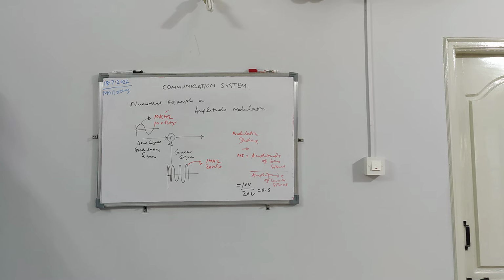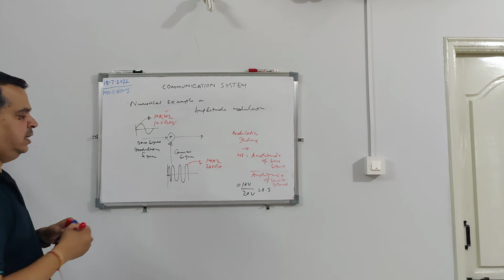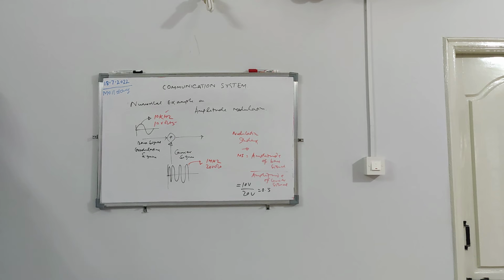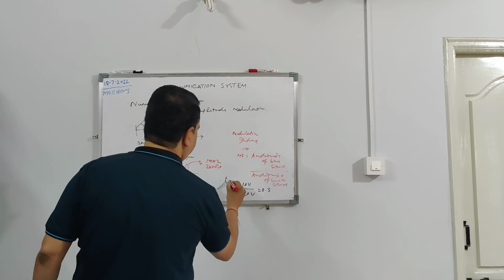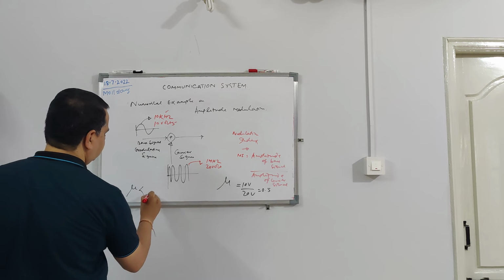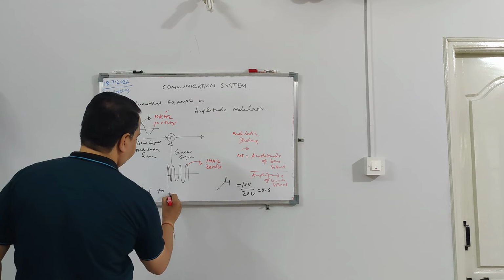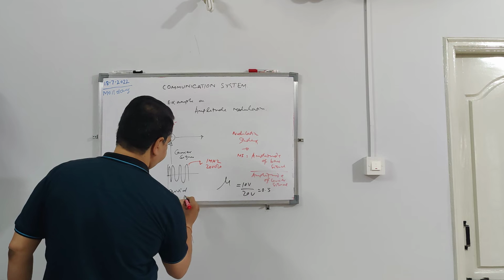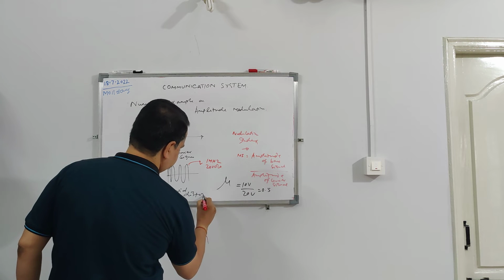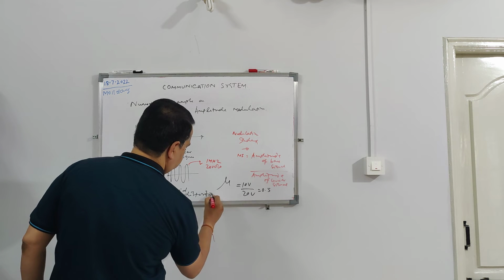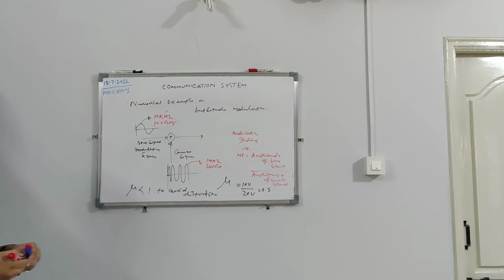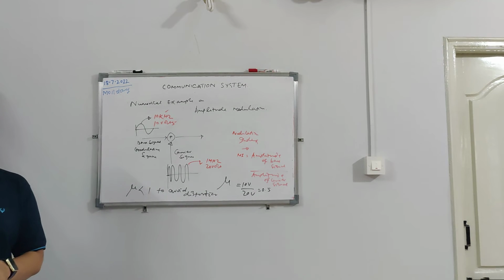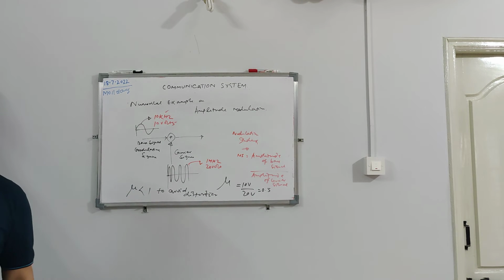That's the modulation index. And one important thing is this modulation index should always be less than 1 to avoid distortion. It is otherwise written as nu. So nu should always be less than 1 to avoid distortion. That means the carrier wave should have higher amplitude as compared to the base wave to avoid distortion.